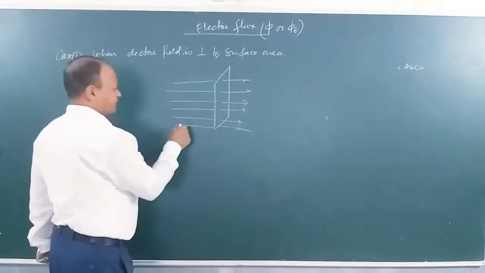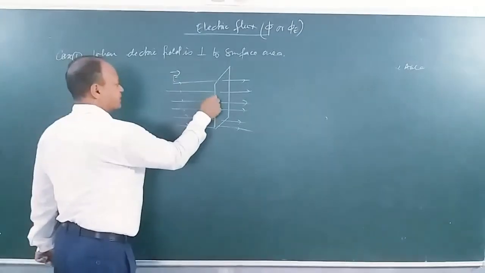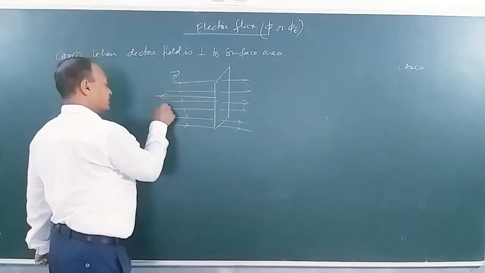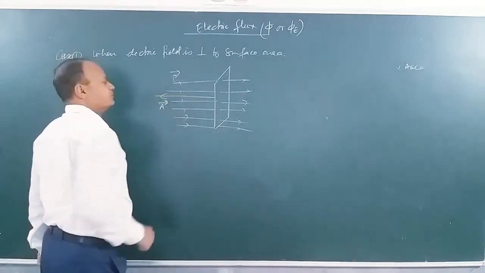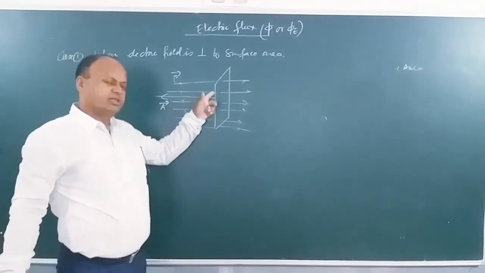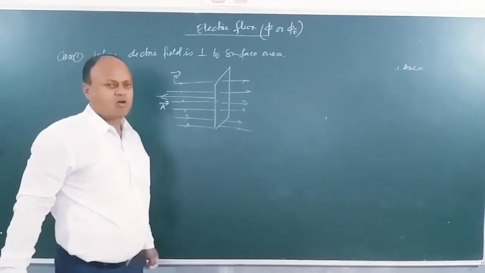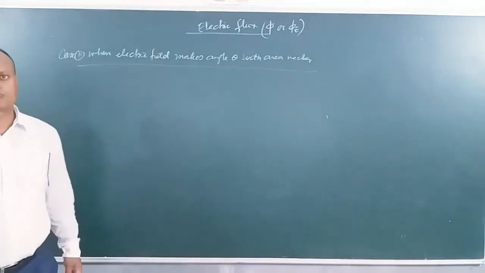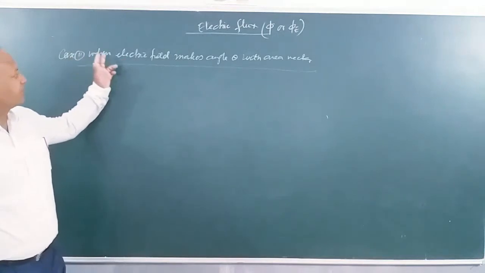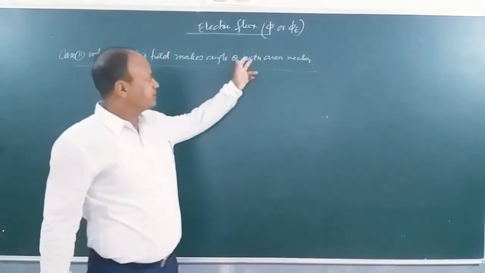This is the direction of the electric field, and this is, suppose, the area vector. So you can see the angle between these two is how much? Zero. Now we see the electric flux when the electric field makes an angle theta with the area vector.